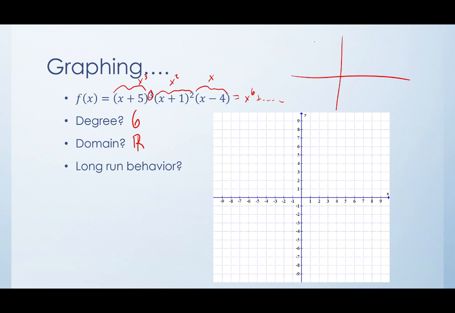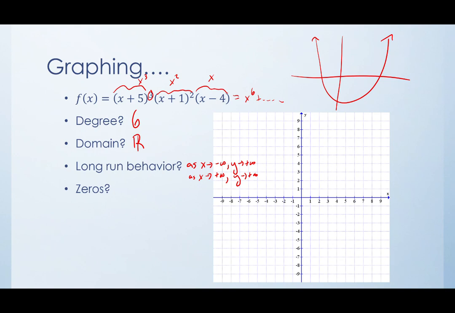So we know, roughly speaking, we're going to be looking like that as far as long run behavior goes. So we can say, and it's not been reflected, as x goes to negative infinity, y goes to positive infinity, and as x goes to positive infinity, y goes to positive infinity, right?